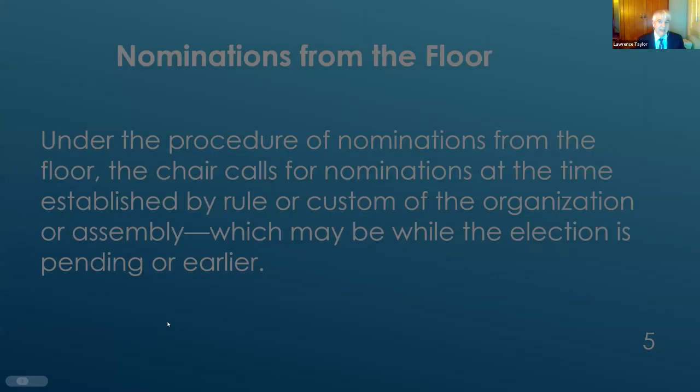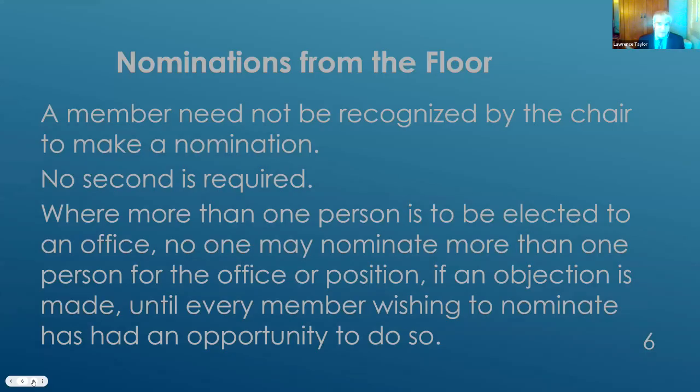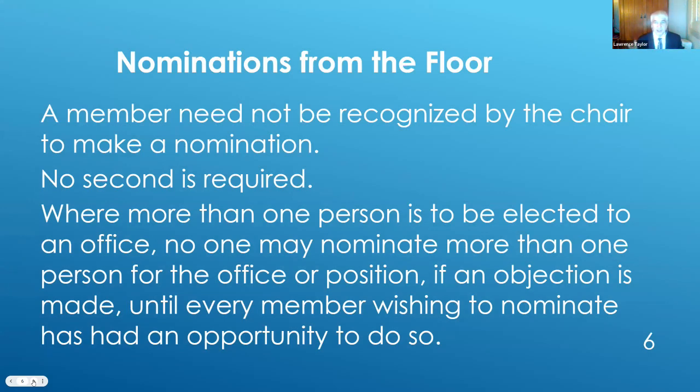More typically, you either get nominations from the floor or from a committee. Under the procedures of nominations from the floor, the chair calls for the nominations at the time established by a rule or custom of the organization or assembly, which may be while the election is pending or earlier. What that means is that you could have nominations at the prior meeting, and then those nominations would be up for election.